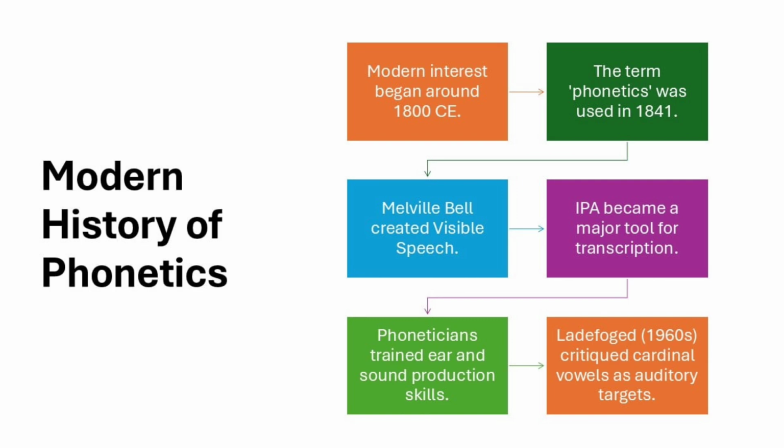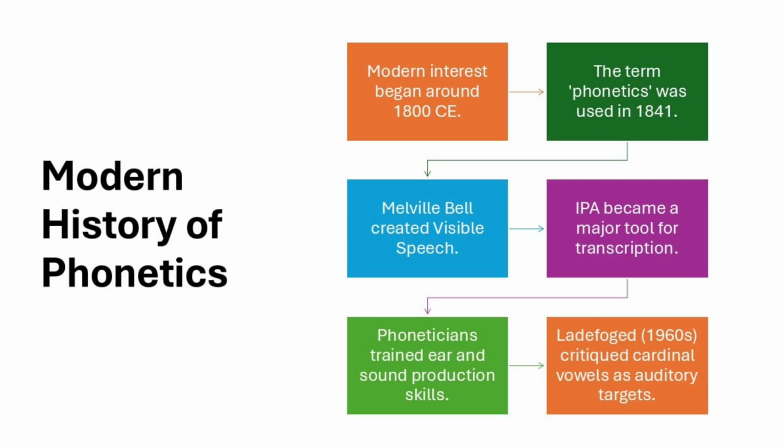Before recording devices, phoneticians depended on training. They had to train their ears and mouth. This is called practical phonetics. Phoneticians practiced recognizing sound accurately and producing sound accurately. Then the International Phonetic Alphabet, or IPA, became the most important transcription system. IPA is important because it provided standard symbols for sound. So phonetics became more consistent across scholars.